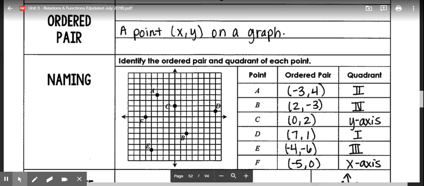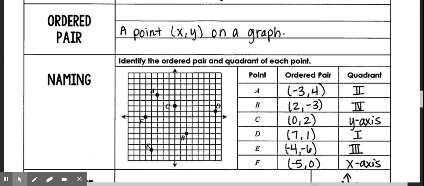So for A, you always read the x value first, that's left to right, and then you always read the y value second, that's vertical, up and down. So A would be over negative 3, up 4, and that's in quadrant 2. B would be over 2, down 3, that's in quadrant 4.